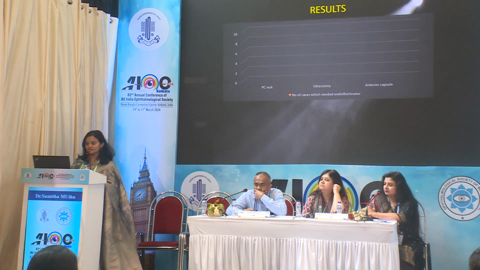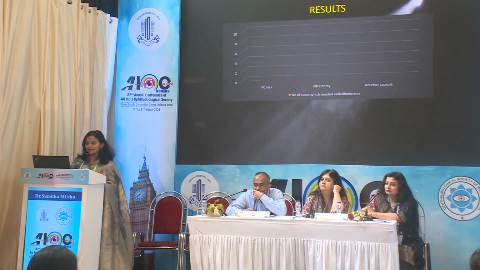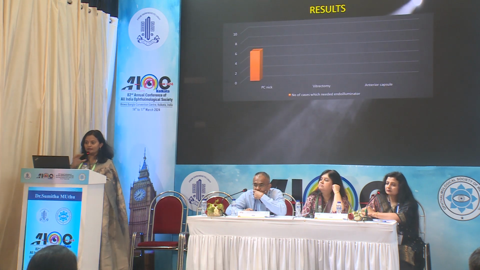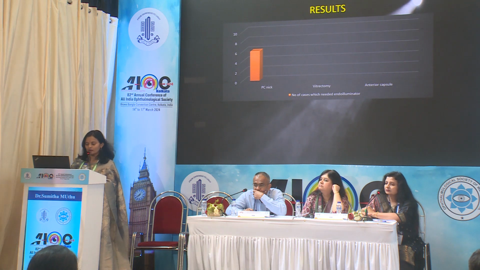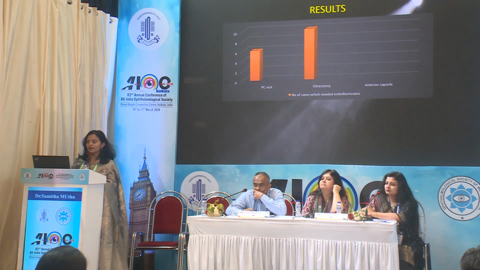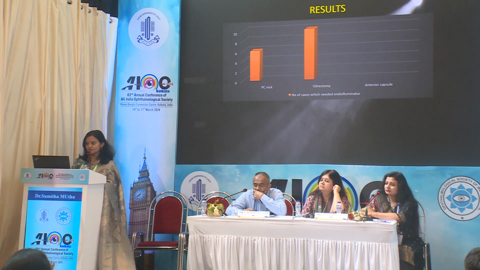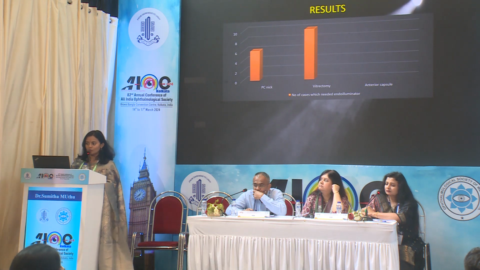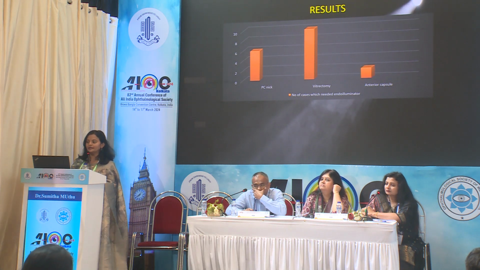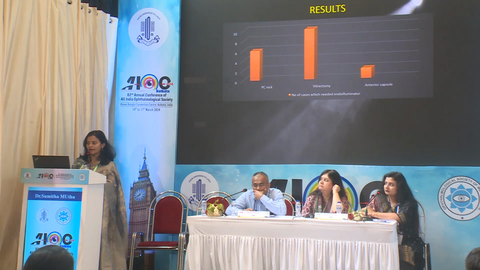Let's look at what steps these are. To visualize the PC nick, it was required in about 5 cases. It was required in vitrectomy to visualize the transparent vitreous strands, and in one case it was required to complete the anterior capsulotomy because the dye was washed out.